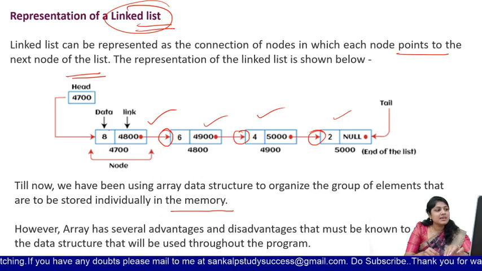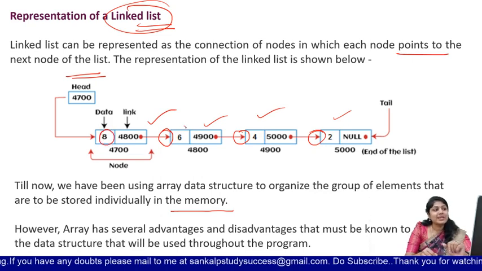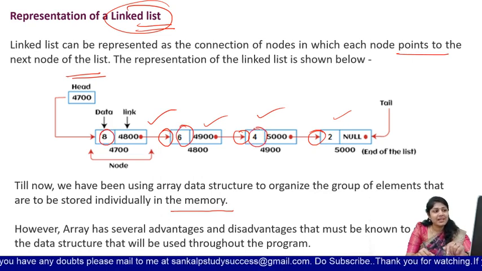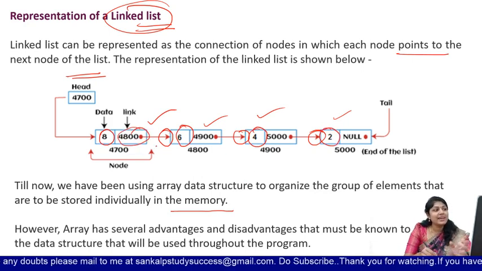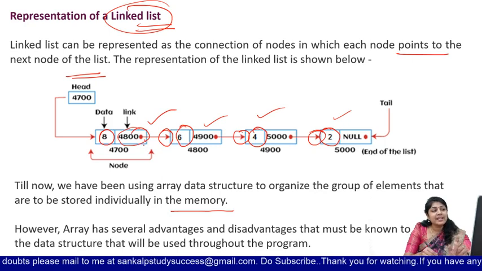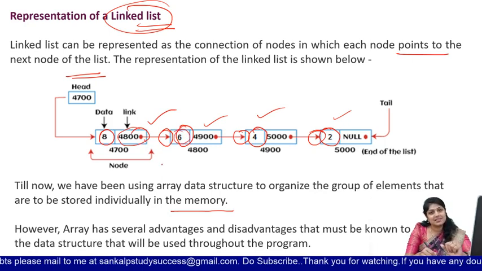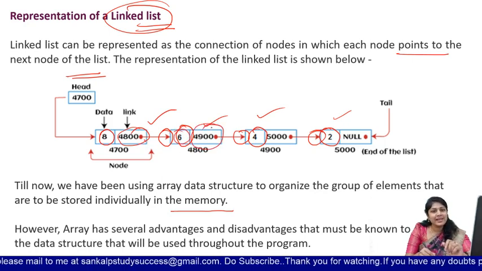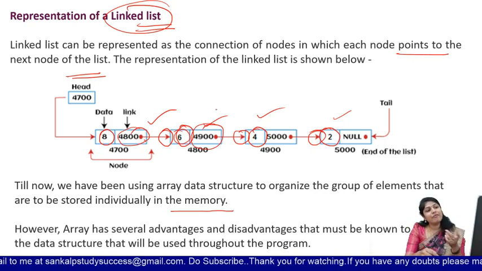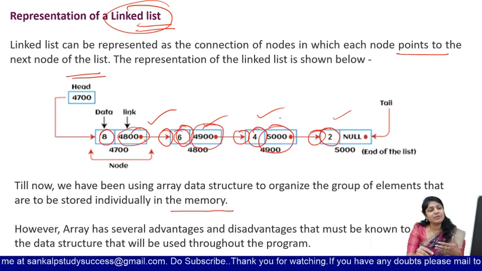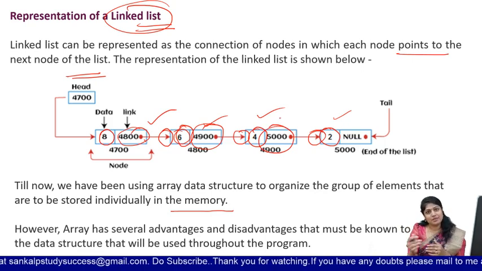Fine. So see here, what is the data here? 8. What is the data here? 6. What is the data here? 4. And what is the data here? 2. So what is the address of this, 4800? 4800 is the address of 6. Okay, and here I have 4900. That is the address of the next node, that is 4. And in 4 we have 5000. That is nothing but the address of the next node, that is 2.